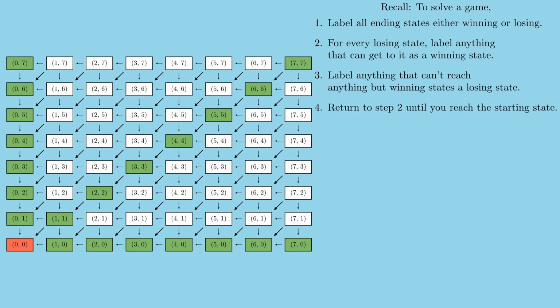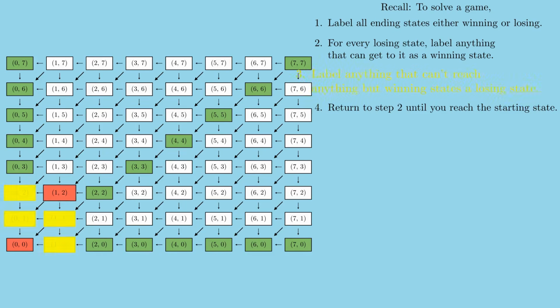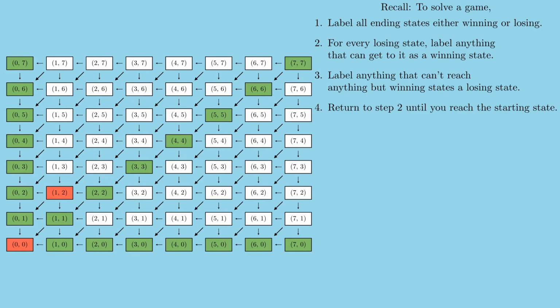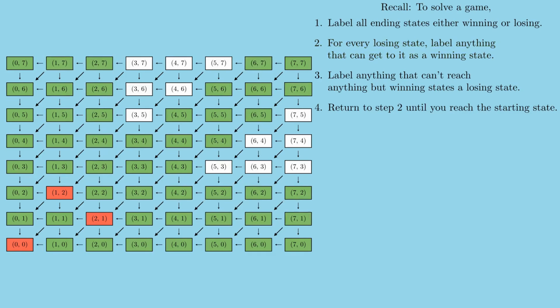Now we look at everything that only has moves to green. That's just 1, 2, and 2, 1, right? From 1, 2, going down, left and diagonally, we only ever reach 0, 2, 1, 1, 0, 1, and 1, 0, all of whom are green. But it itself is not yet colored. So it's a losing position, and we color it red. The same exact analysis occurs with 2, 1, so we color it red too. Then again, everything in their rows and columns and diagonals is green.